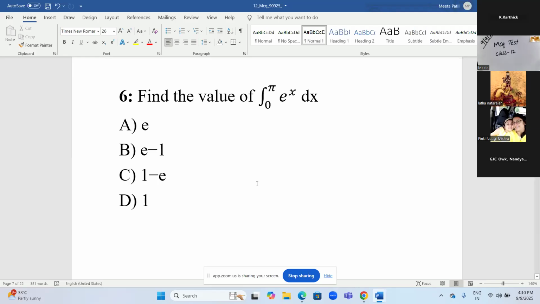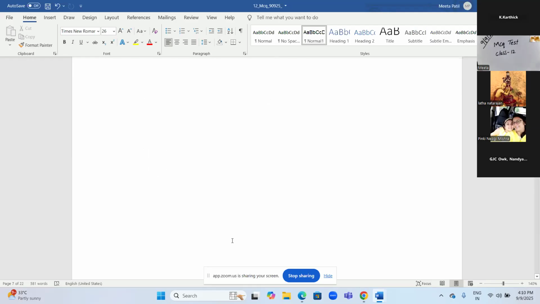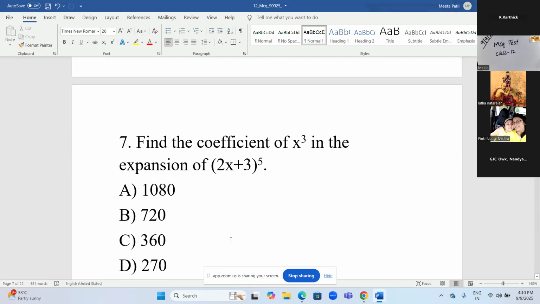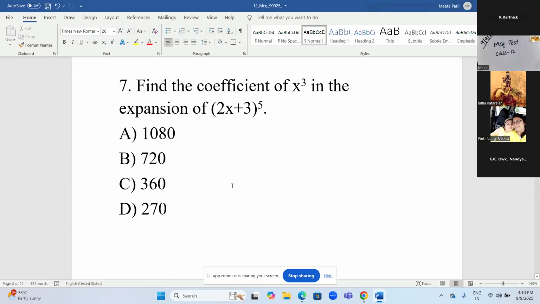Okay, so next we will move for the next question, that is your seventh question. Find the coefficient of x cube in the expansion of (2x plus 3) power 5. So you are having the options as option A 1080, option B 720, option C 360, option D 270.